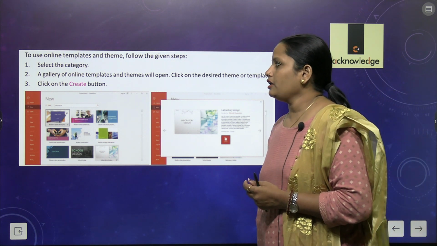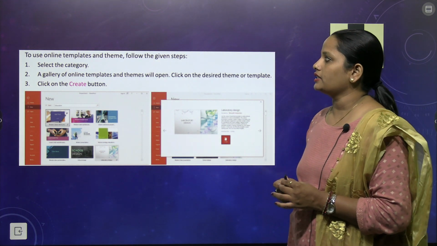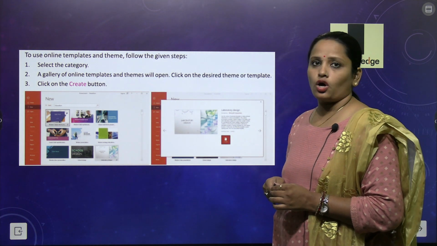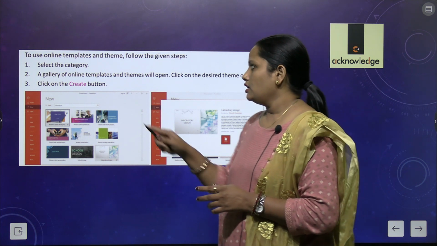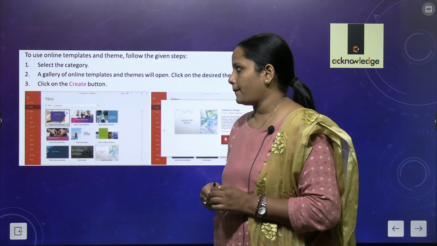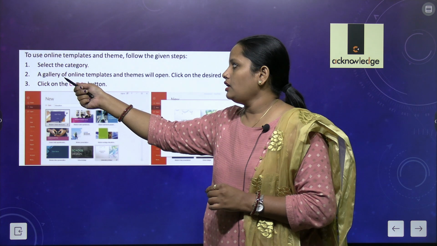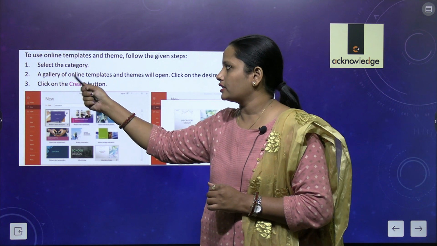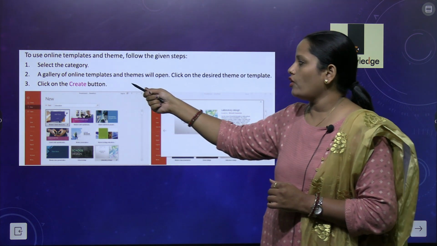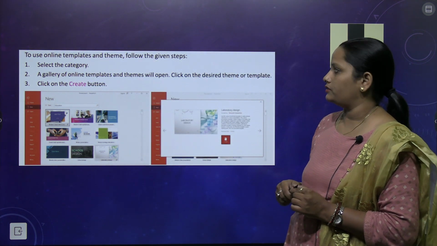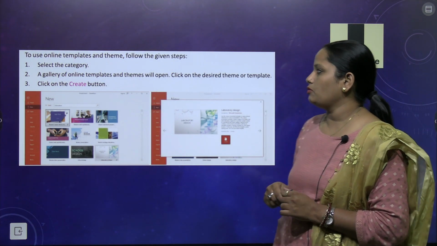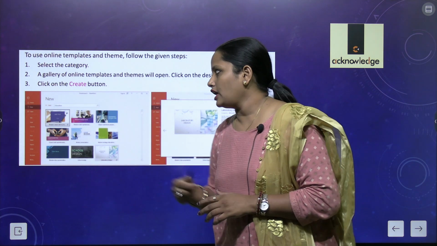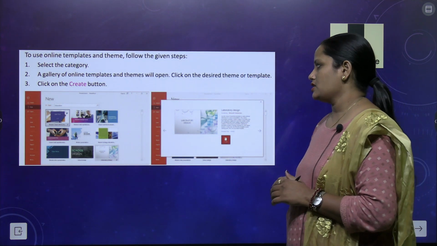Okay. How can we use online templates and themes? Templates and themes can be used online also. How can we do that? In the new tab, we have to select the category. A gallery of online templates and themes will open. Click on the desired theme or template. Whatever theme or template we want, we have to click on that, and after that we have to click on the create button.